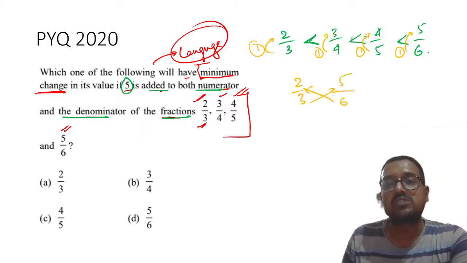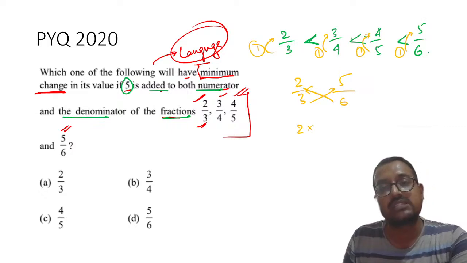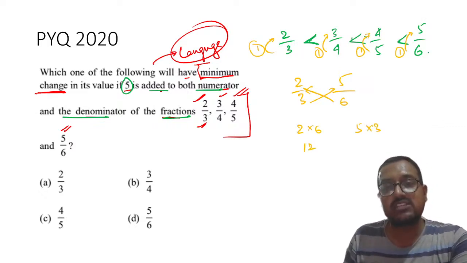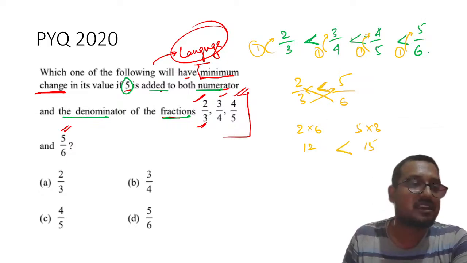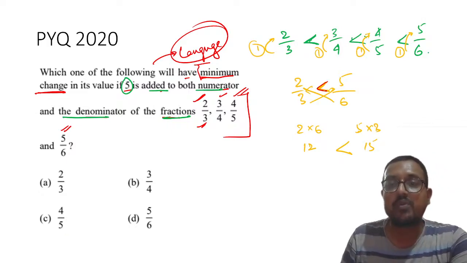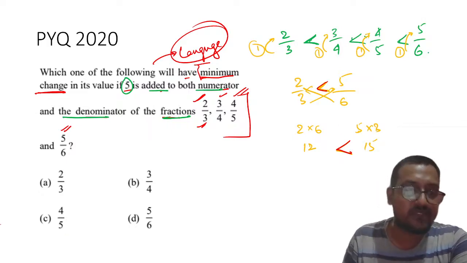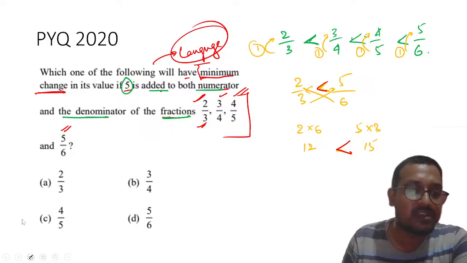Now cross multiply. This will become 2 into 6 and this will become 5 into 3. So here it is 12, and here 3 5s are 15. Which is the symbol? The symbol is this. So here also the symbol will be like this. Here also the symbol will be like this. Understood? So I hope you all understand how to find which fraction is larger.